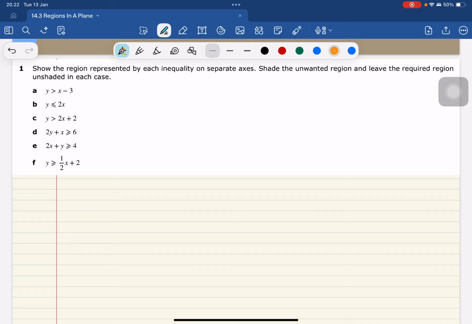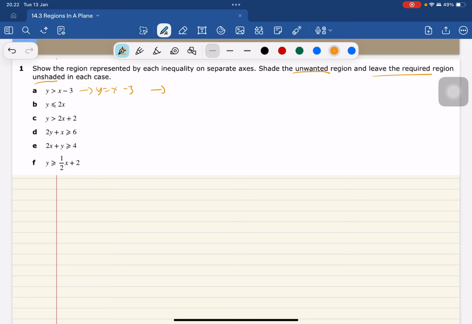Hi, in this video, I'm going to solve a practice question for regions in a plane. Show the region represented by each inequality on separate axes, shade the unwanted region, and leave the required region unshaded in each case. Okay, so first let us make the line from y equal to x minus 3.